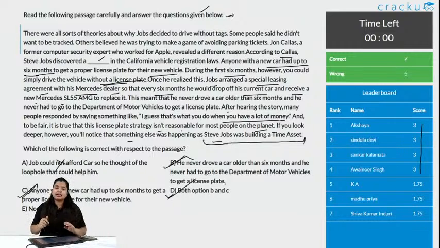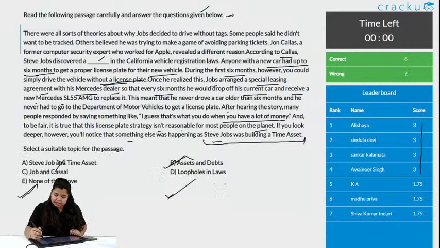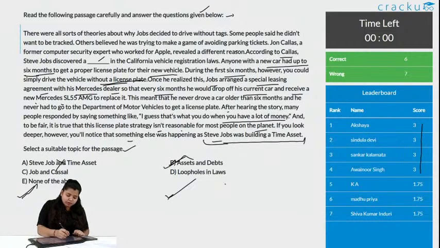Okay, you can check their written things, so you can get clear with this. There is a page where instructions are written. You can see the entire passage clearly there. The other is select a suitable topic for the passage. Okay. First thing, what are we talking about is Jobs and his friend Callus, who revealed the secret about Jobs.